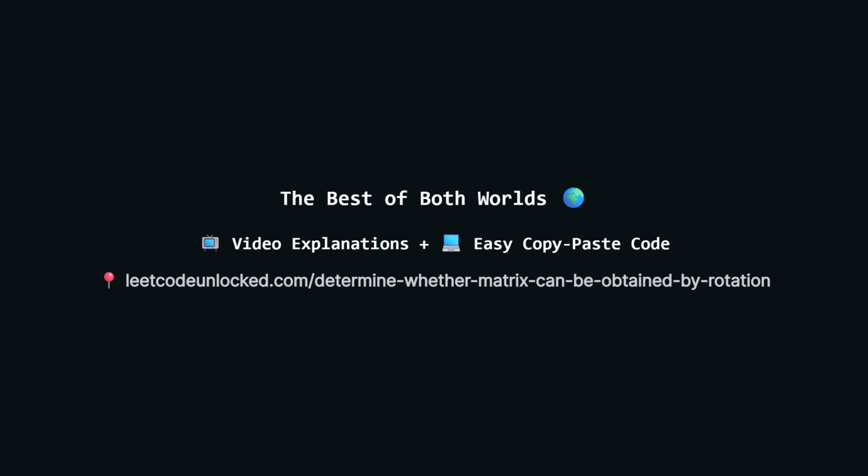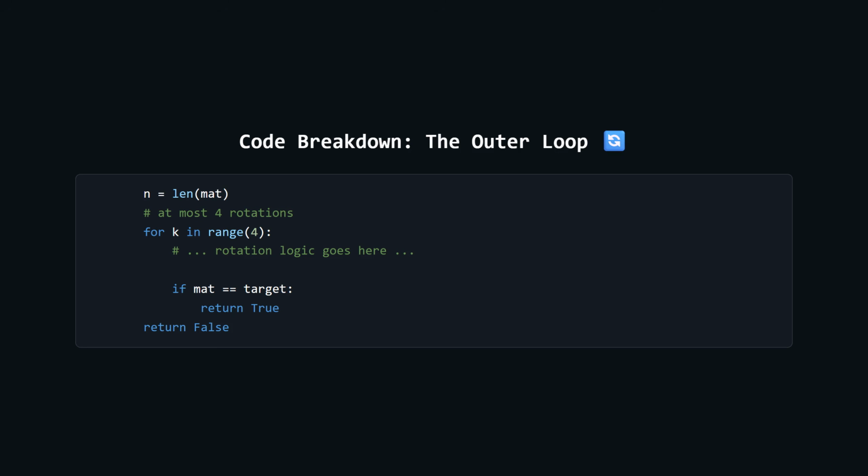Now getting back to the explanation, let's pull the code apart. First, we figure out the size of our grid, which we call n. Then we start a loop that will run exactly 4 times. Inside this loop, we will eventually do the spinning. Right after the spin finishes, we check. Is our grid now identical to the target grid? If yes, boom, we return true. If this loop runs all 4 times and never finds a match, it means it's impossible, so we drop down to the bottom and return false.